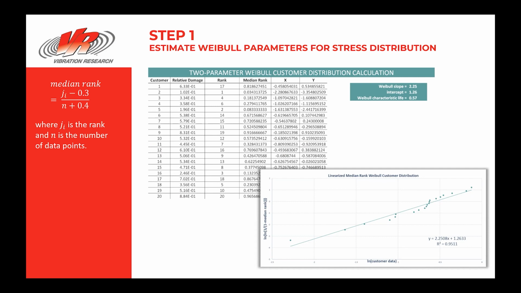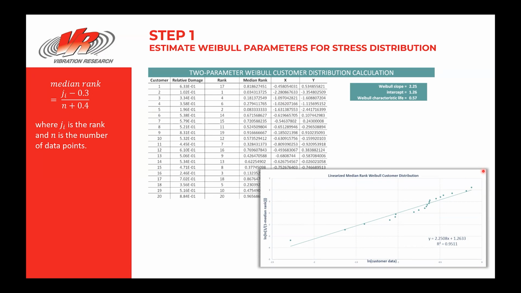Next, we take this data and we make a linearized Weibull plot by graphing the natural log of the customer relative damage numbers against the natural log of 1 minus the median rank. So we took our data to get the x's and y's here, the horizontal and vertical axes, in a linearized fashion. And once we have that, we can then fit this data to a least squares regression best fit line and read off of that the Weibull slope. Using the value for the intercept, we can then estimate the characteristic life theta, which mathematically works out to be e to the minus intercept over Weibull slope.